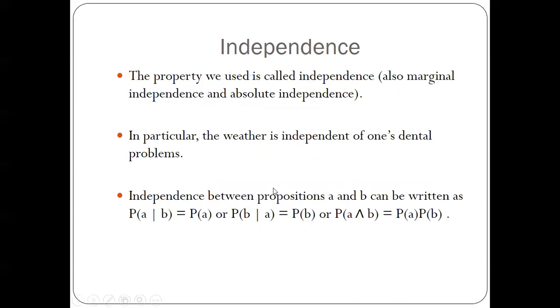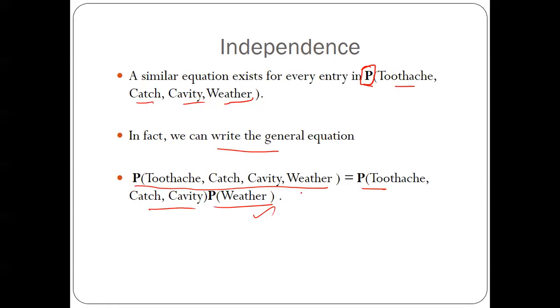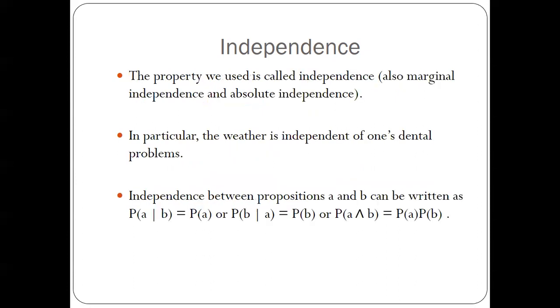So you can split it into four different equations also, or you can write it as a single general equation, something like this. Right. Okay. So the property here in the previous example, the weather is independent of toothache, catch, and cavity. So the property we used here is called independence. It is also called marginal independence or absolute independence. So these are the other terms. Instead of just calling it independence, it can also be called marginal independence or absolute independence. Okay. So basically here the weather is independent of one's dental problem. So that's the whole concept, right?